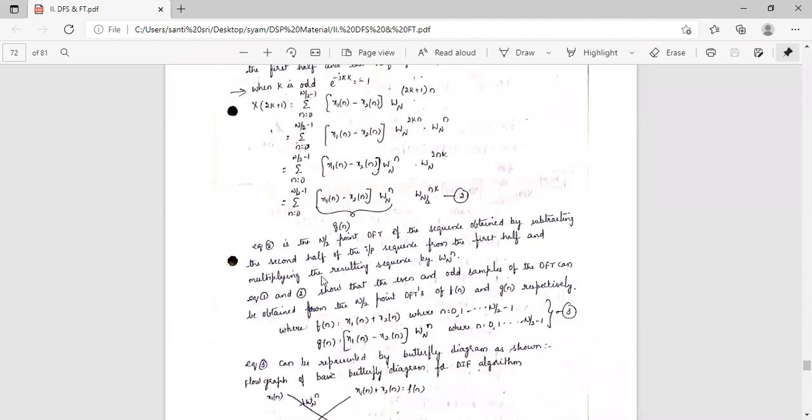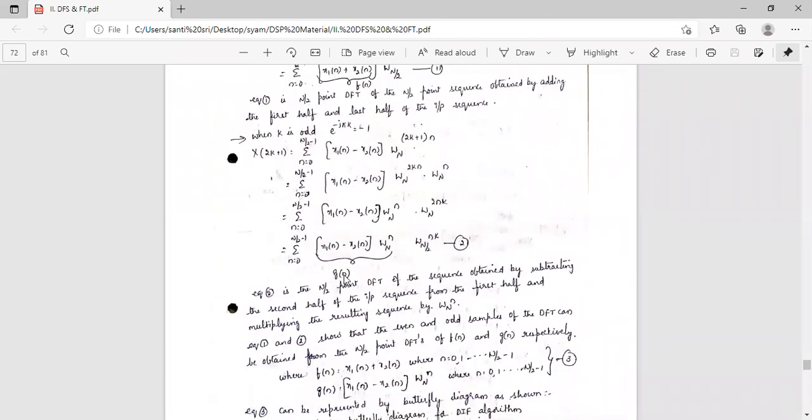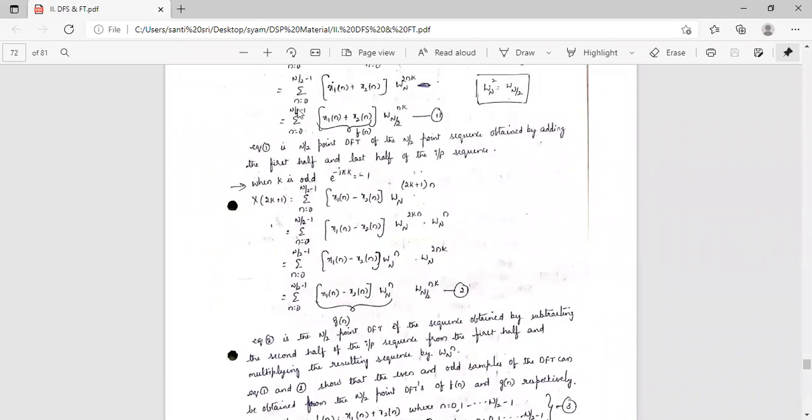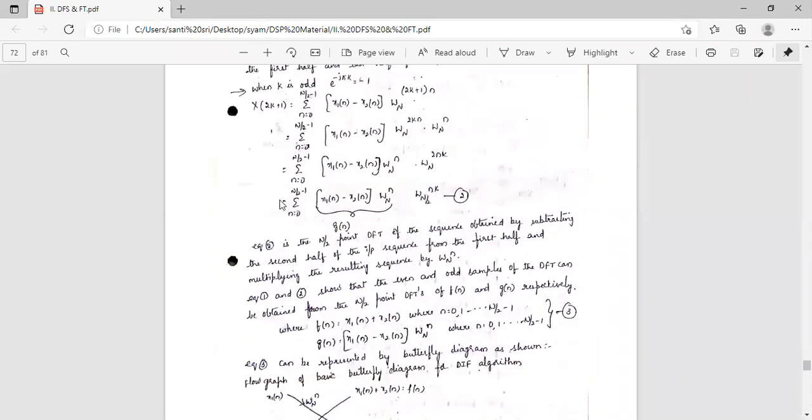So equations 1 and 2. What is equation number 1? That is X of 2k equal to sigma n equals 0 to N/2 minus 1 into x1 of n plus x2 of n into W suffix N/2 power nk. And equation 2, that is X of 2k plus 1 is equal to sigma n equals 0 to N/2 minus 1 into x1 of n minus x2 of n whole into W_N^n into W suffix N/2 whole power nk.